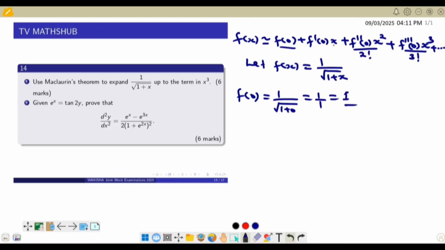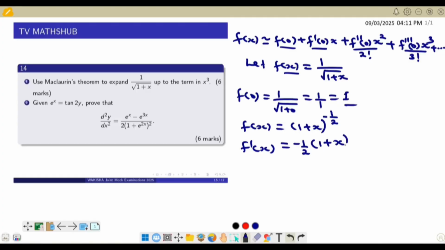Next, we need f derivative of 0, then times x. So to get f derivative of 0, we need to first of all differentiate f of x. So our f of x is the same as 1 plus x to the power of negative a half, that is when we bring this one to the numerator. Now when you differentiate this, you will drop the power, that is negative a half, then reduce the power by 1. And that will be negative 3 by 2.